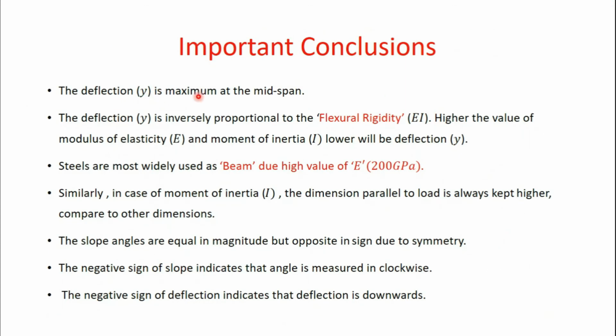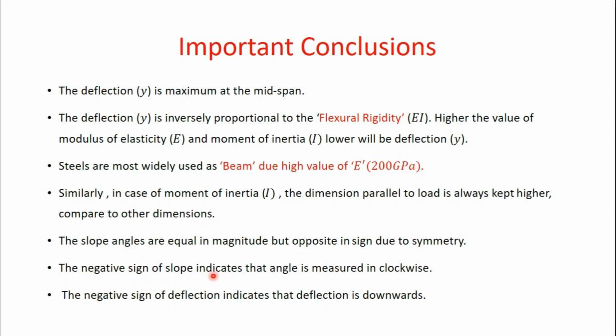So the important conclusions at last: the deflection y is maximum at midspan, and the deflection y is inversely proportional to the flexural rigidity E I. The higher the modulus of elasticity and the higher the moment of inertia, the lower will be the deflection Y. Steels are more widely used as a beam due to the high value of E, which is 200 gigapascal. Similarly, in case of moment of inertia I, the dimension parallel to the load is always kept higher compared to other dimensions. The slope angles are equal in magnitude but opposite in sign due to symmetry.